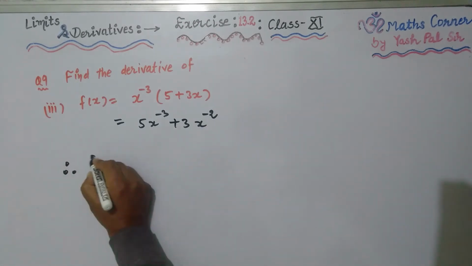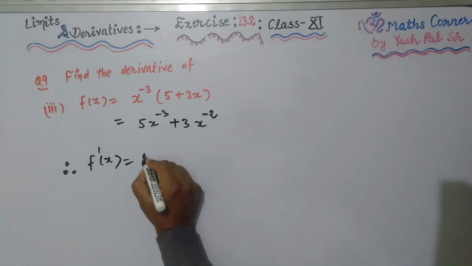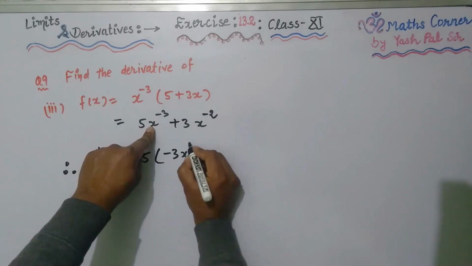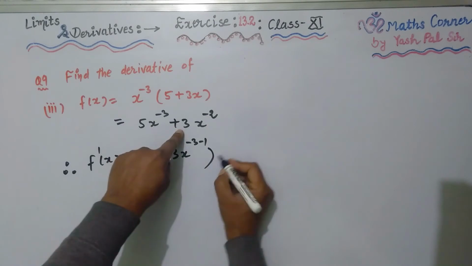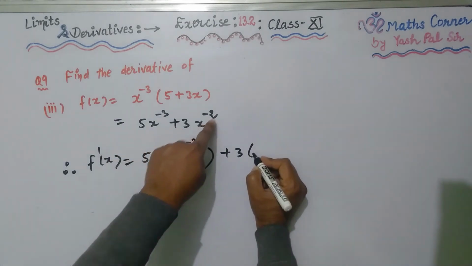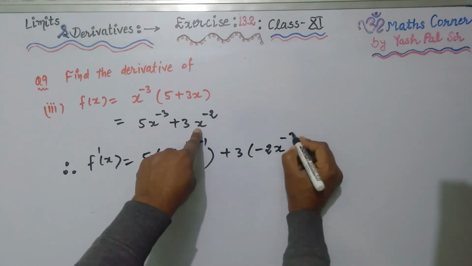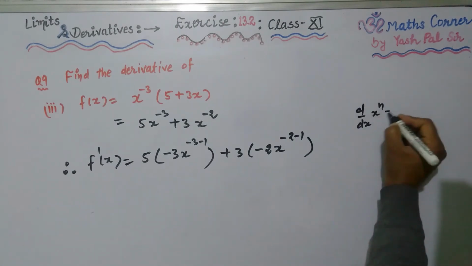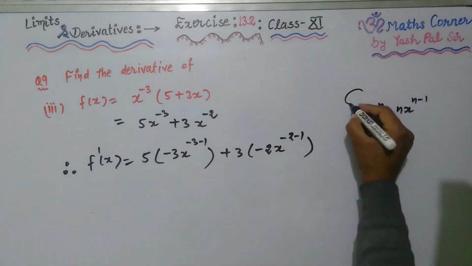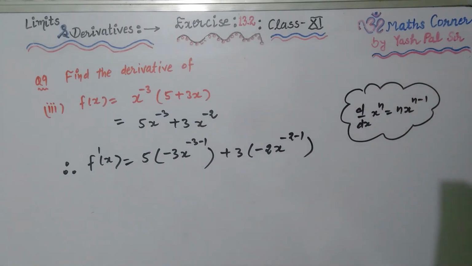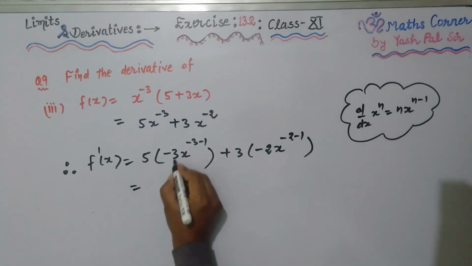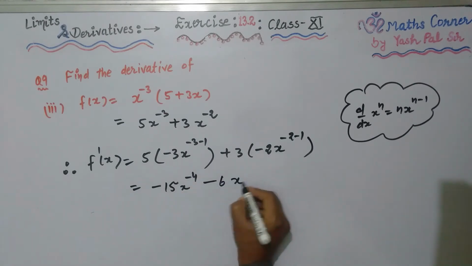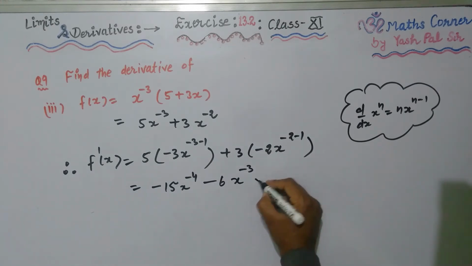So, f dash x is equal to 5 as it is. The derivative of x power minus 3, this power will come here, minus 3 into x power minus 3 minus 1, plus 3 is constant. The derivative of x power minus 2 is minus 2 into x power minus 2 minus 1. Okay, because the derivative of x power n is equal to n into x power n minus 1. Right? So here, now this becomes 5 into minus 3 is minus 15 x power minus 4 minus 6 x raised to power minus 3. So this is our answer.